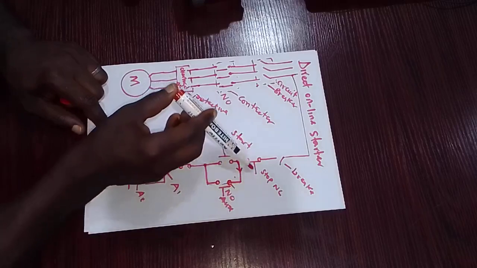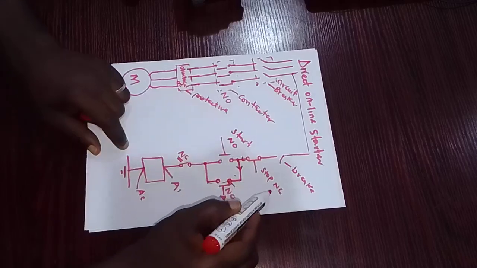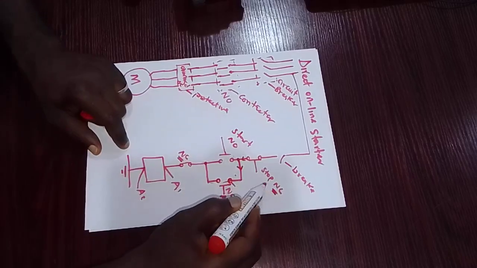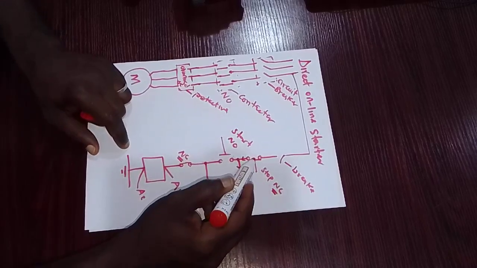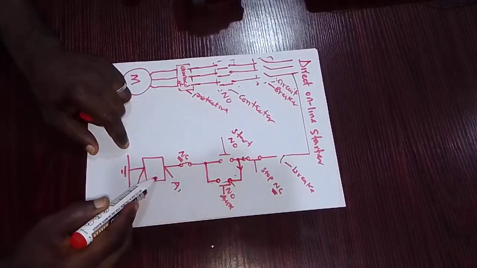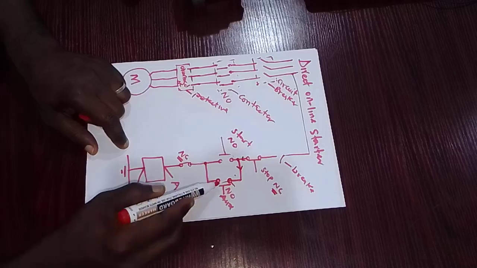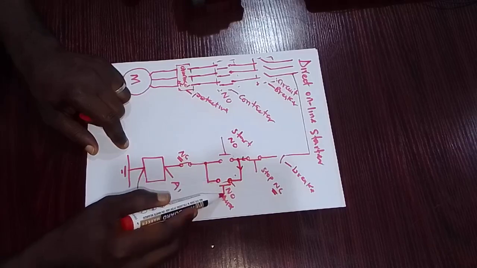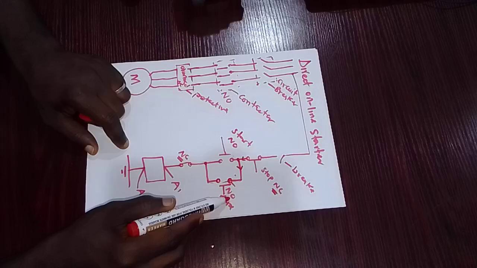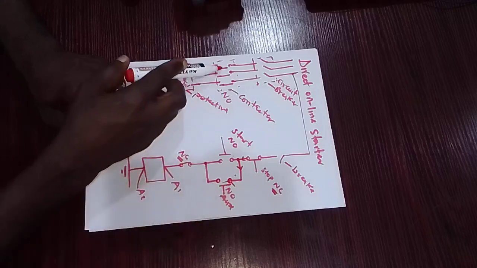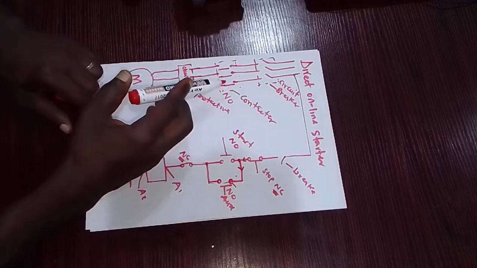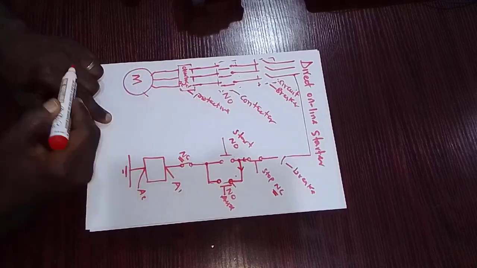Immediately the push button is pressed, the normally closed contact becomes open, and as soon as it's open, it de-energizes the coil. De-energizing the coil also, this particular contact that was closed goes back to the normally open state. Hence, the contact here also opens. Therefore, the motor stops working.